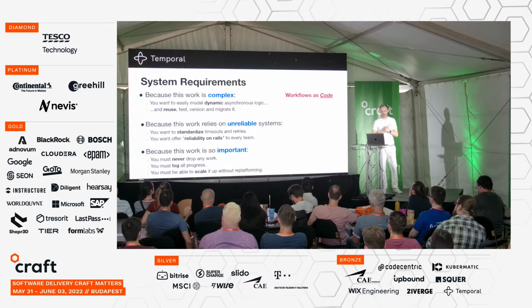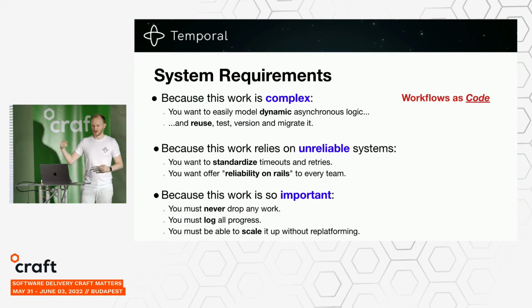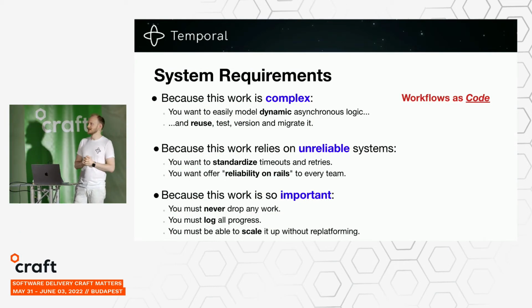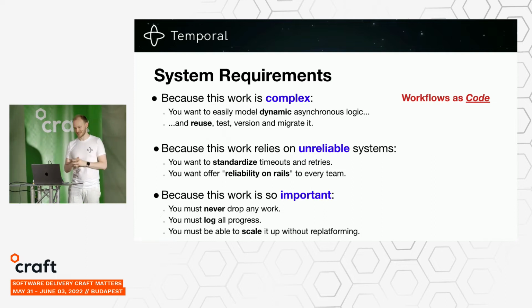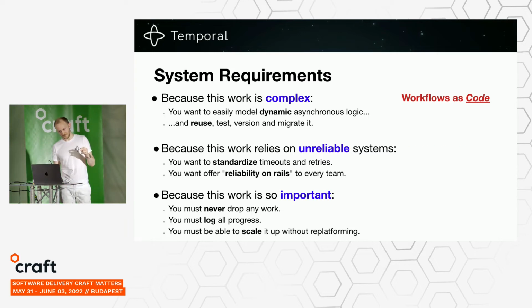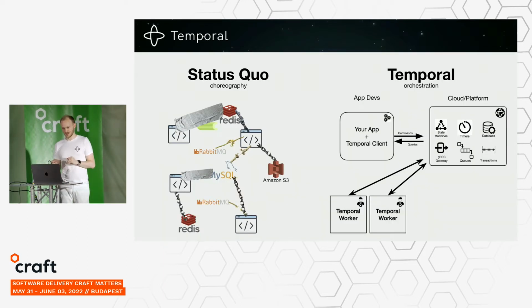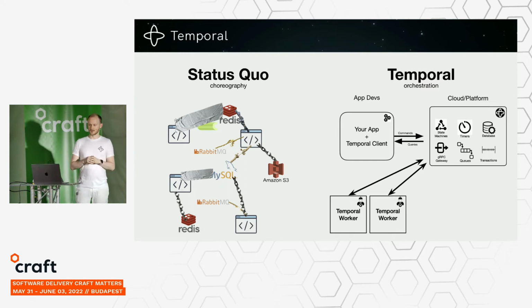We want to offer reliability on rails to every team in the company, so that they don't have to do it over. They don't have to code the same thing, and also so that it's coded well, because it's hard to code it completely reliably and scalably. Because the work is so important, we must never drop it. You have to log all progress, and you have to be able to scale it up without replatforming. So we need orchestration when we have unreliable systems, and we need event sourcing for never dropping any work and logging all progress.